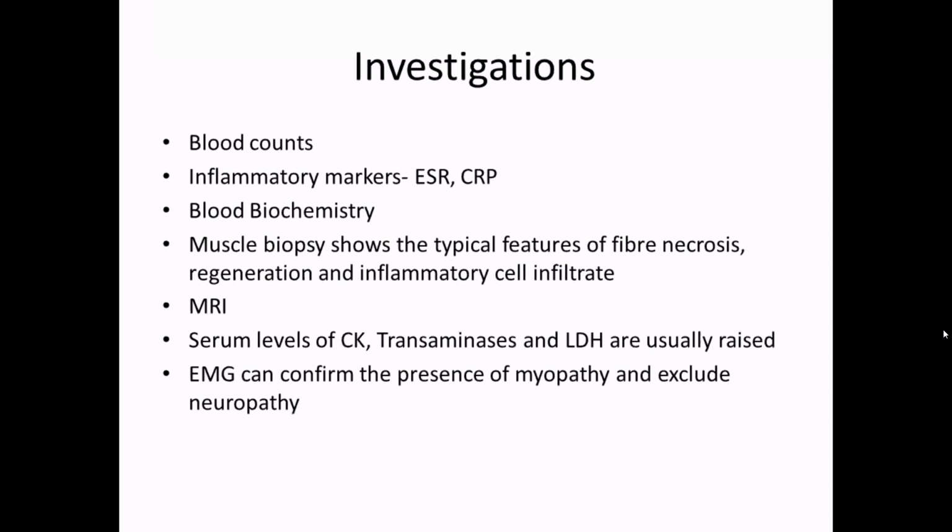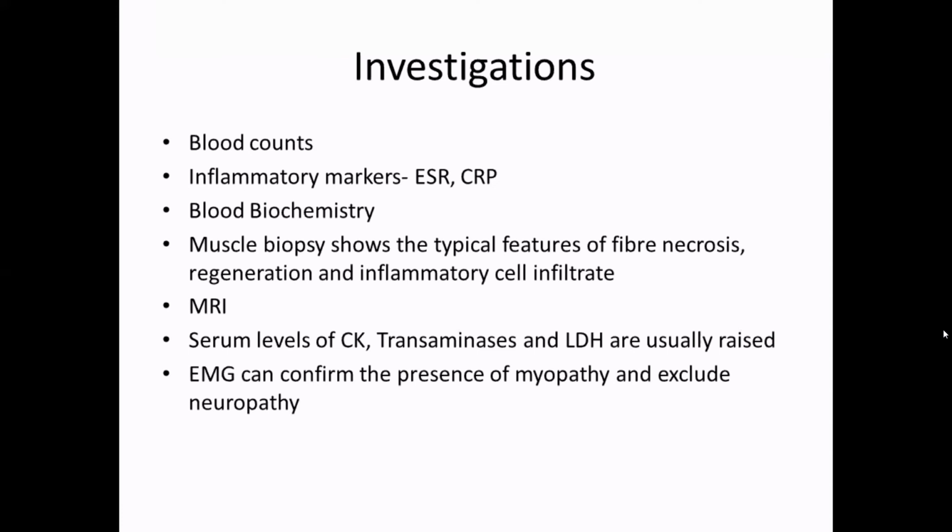What are the investigations you want to do in this kind of myositis, muscle go inflammation ma? We request blood counts increase, total count huna sakcha, WBC counts. Inflammatory markers like ESR and CRP might be increased. Blood biochemistry, liver function test and renal function test, especially liver function test ma transaminases AST, ALT increase bhako huna sakcha. Muscle biopsy is the gold standard and it shows the typical features of fiber necrosis.